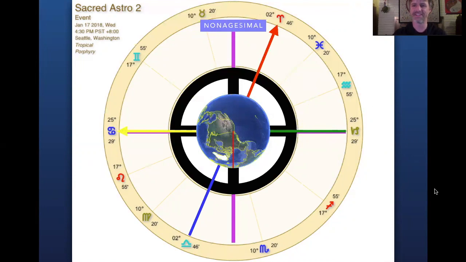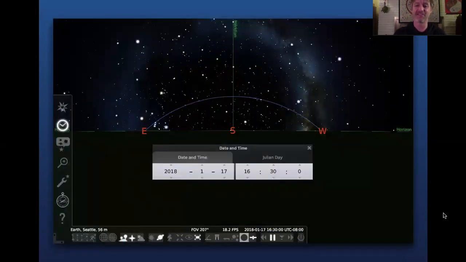What's going on here? Well, the chart is the sky. And here we see the sky at this time cast in Seattle, 4:30 p.m., January 17th. And we're looking at what? We're looking at the cross of matter, the meridian, the horizon, and this blue curve here, the celestial equator, the circle of matter. Let's bring in the circle of spirit, the ecliptic, the zodiac.